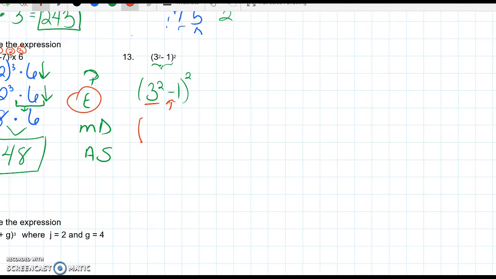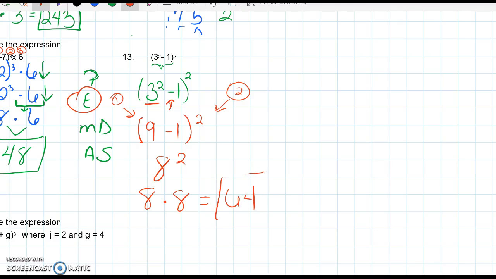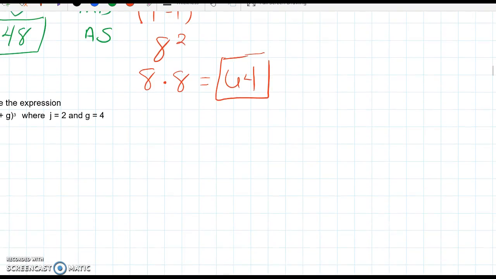So I'm just going to rewrite this. 3 squared is 9 because that's 3 times 3. I'm going to rewrite the rest of my problem around it, and I'm now left with 9 minus 1 to the second power, which is squared, 9 minus 1 squared. I have to do what's inside of this parentheses in order to do this exponent second. So 1, 2 in this case. 9 minus 1 is 8 squared, and I'm left with 8 times 8 is 64. Okay, so you're just working those step by step.